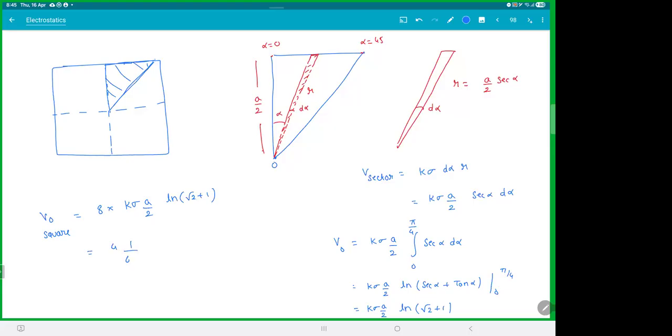K is 1 by 4 pi epsilon. Sigma a by 2, ln root 2 plus 1. So 2, 4, that goes off: sigma a by pi epsilon ln root 2 plus 1. Yeah, it's a little difficult to get the idea that you can take a sector for a triangle.